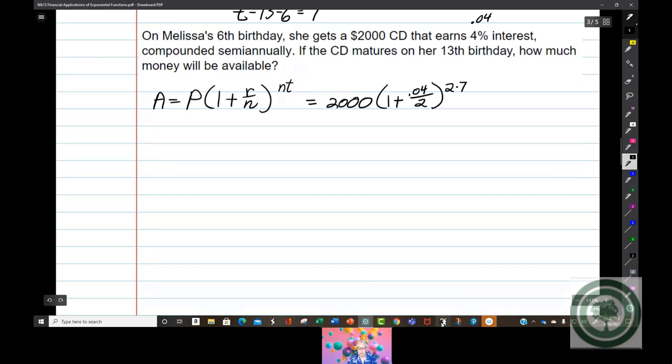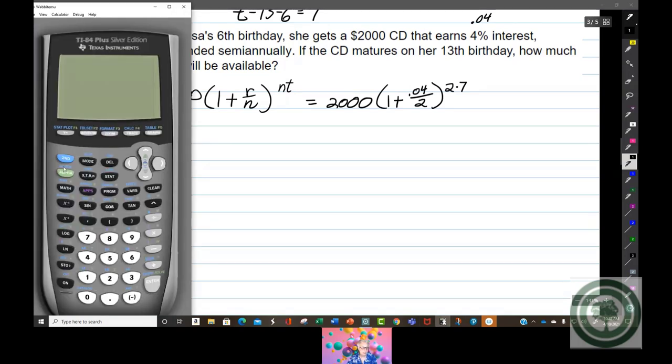So, calculator, it's your turn. 2,000 parentheses 1 plus 0.04 divided by 2, raised to the 2 times 7 or 14th power.